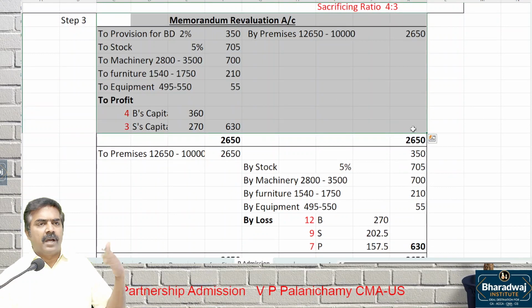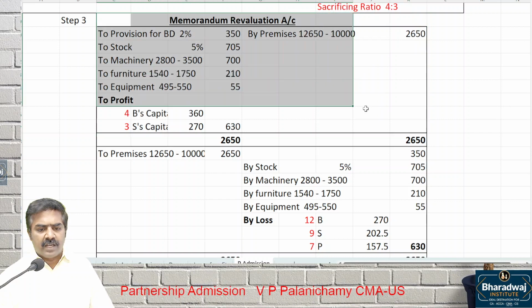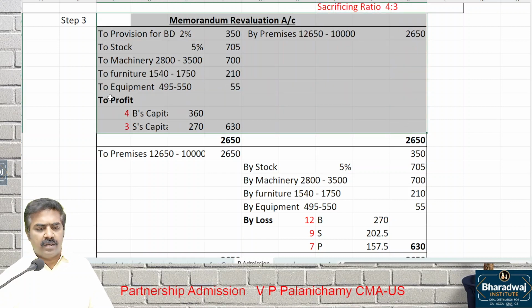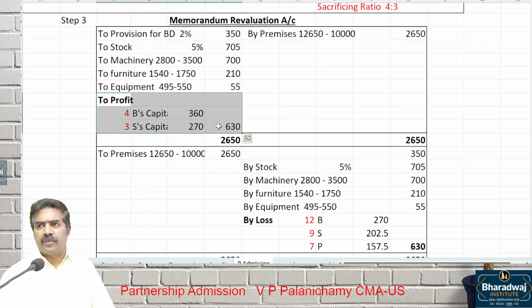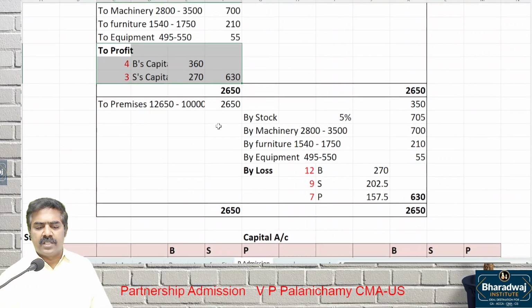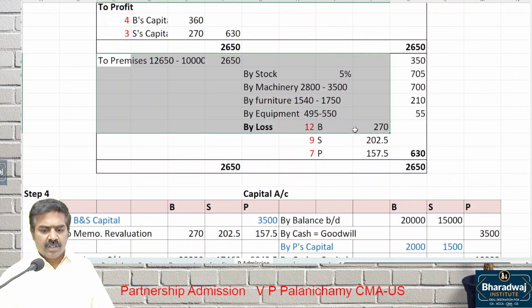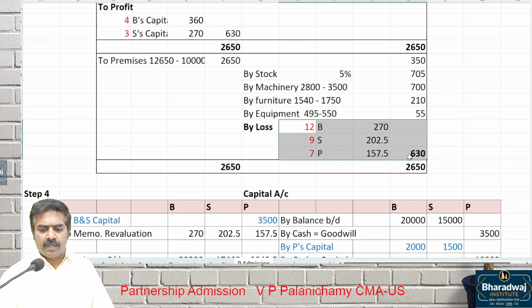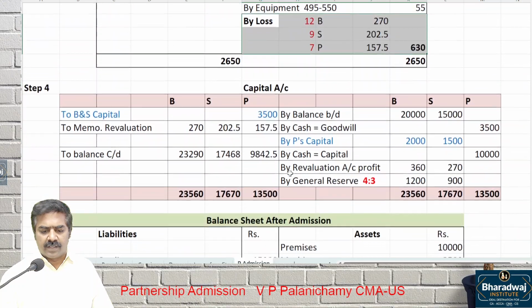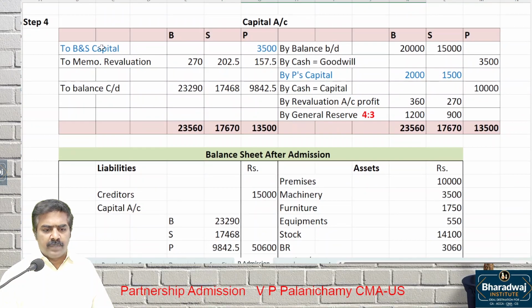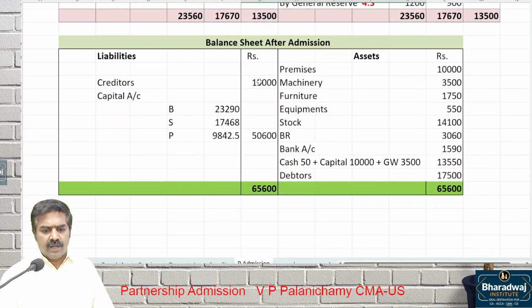Please come back to the class. Listen over here. Memorandum revaluation has two parts. Part one, you do normal revaluation. Profit will come. Transfer to whom? Old partners in which ratio? Old ratio. The second part will be memorandum revaluation, where we cancel that and the losses are transferred to old partners. I hope we have done a question based on this. Then we prepared the balance sheet.